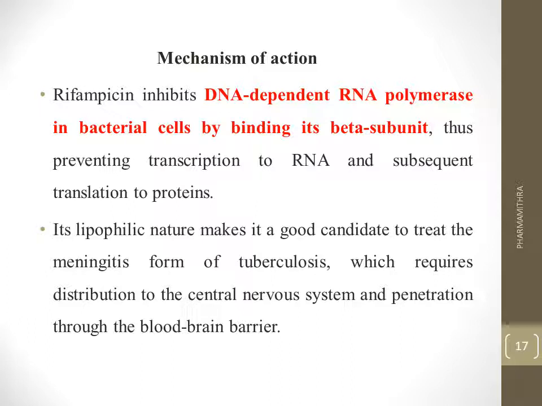Going to the mechanism of rifampicin: it inhibits the DNA-dependent RNA polymerase in the bacterial cell by binding its beta subunit and preventing transcription to RNA. Its lipophilic nature makes it a good candidate for treating the meningitis form of tuberculosis, as it distributes to the central nervous system and penetrates the blood-brain barrier.